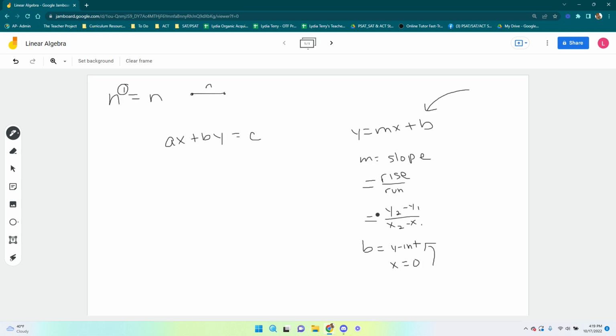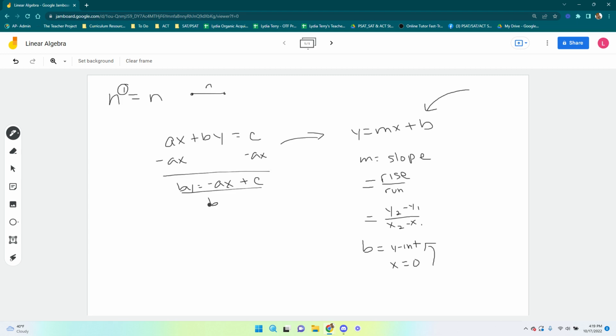Now, a lot of times you're going to be given the standard form of the line, and they're going to ask you something about the slope or the y-intercept. In order to figure that out, you're going to have to put it in slope form. So let me just show you how I do that. I think this is the most efficient way. I subtract the ax term. by is equal to negative ax plus c. I do it this way because that's the form I want it to be in.